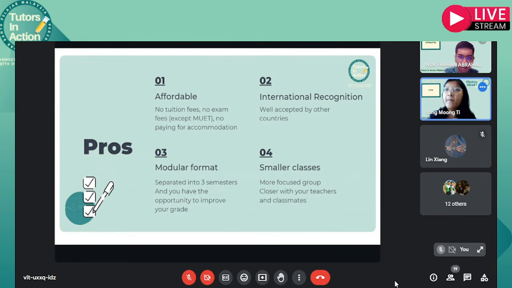And number 4, this is only from my personal experience. I'm not too sure if it is so in other institutions, but for me, I study in rather small classes, so it is quite a focused group and the teachers can actually really focus on each and every student and really get to be close with your teachers and your classmates. So for example, in my class, there are only 18 students and a maximum of 25 students per class in my particular college.